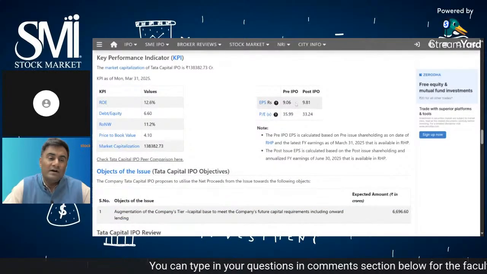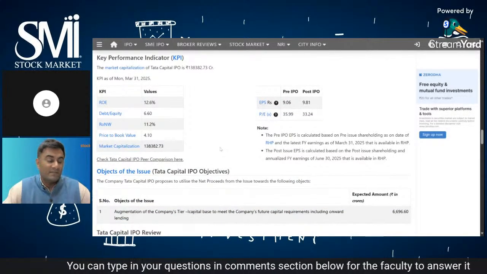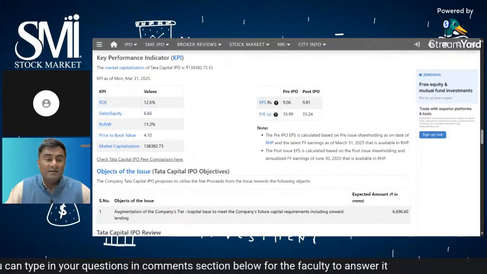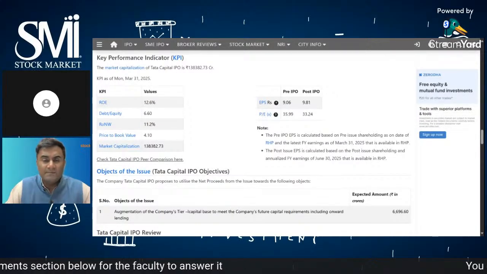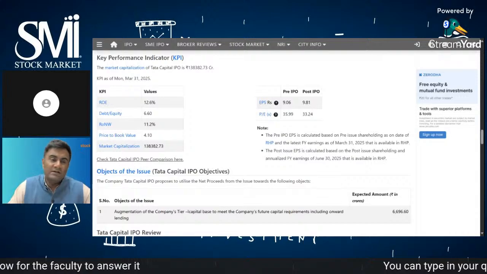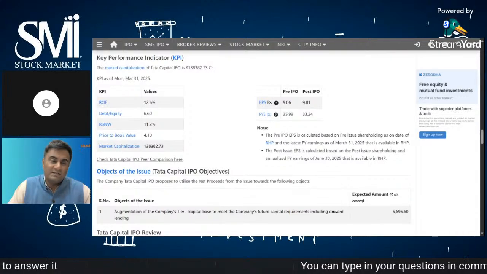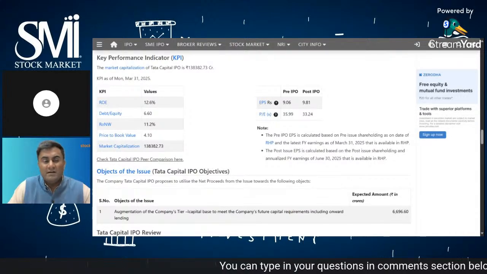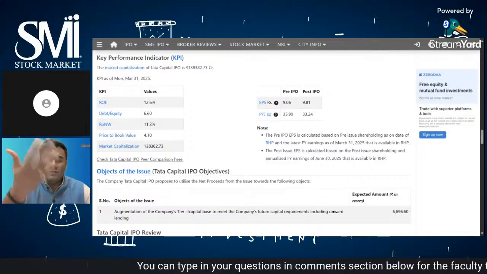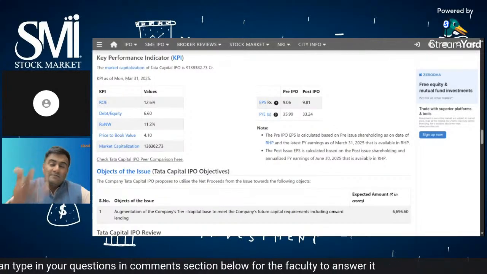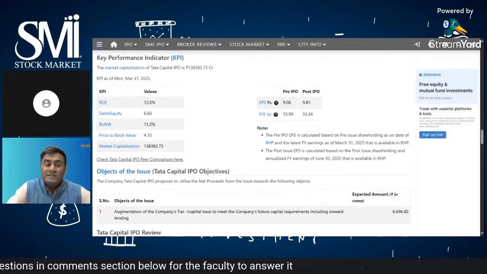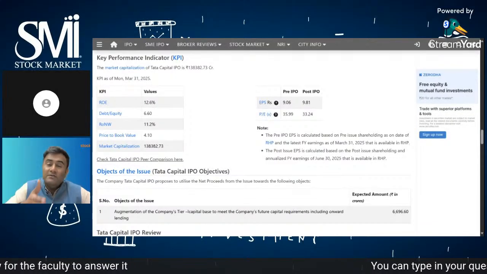And here you have your basic indicators, key performance indicators. So return on equity 12.6, that's decent, I would say. Then you have debt to equity, all these. But we have to really understand which are the key performance indicators for this particular sector.